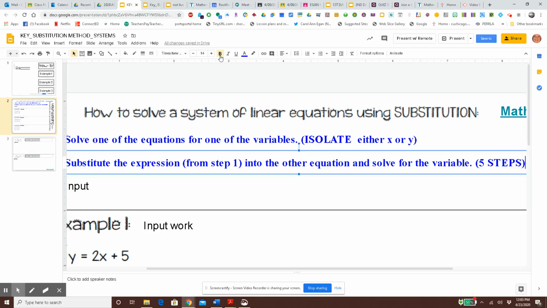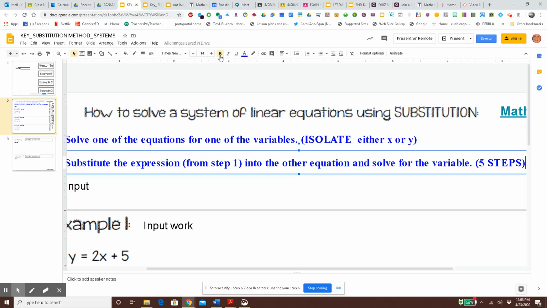So far what this looks like is we've taken one of the equations in the system, because remember there's 2 equations in the system, and we've gotten either an x or a y by itself in one of the equations. In the second step, substitute the expression from step 1. When they talk about the expression, they're talking about what is on the other side of the equal sign from the variable you just isolated. That's your expression. And you're going to take that and put it into the other equation that you didn't isolate something in.